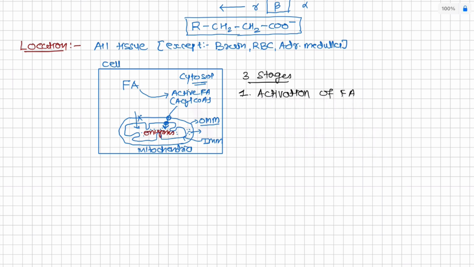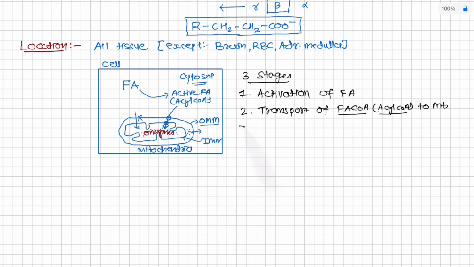In the second stage, we describe how this activated fatty acid is transported inside the mitochondrial matrix. So stage 2 is the transport of fatty acyl coenzyme A. Remember, it is also called fatty acyl coenzyme A, or you can simply call it acyl coenzyme A. So transport of acyl coenzyme A to mitochondria.